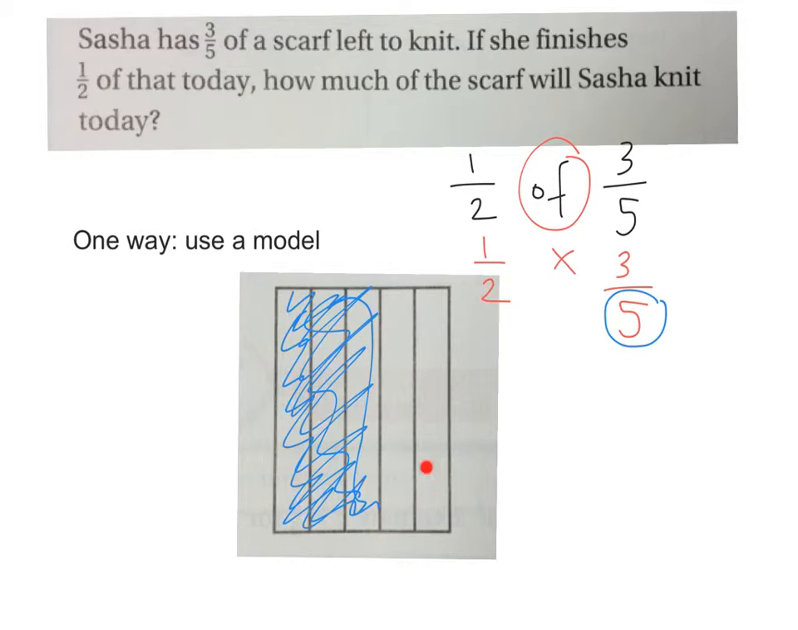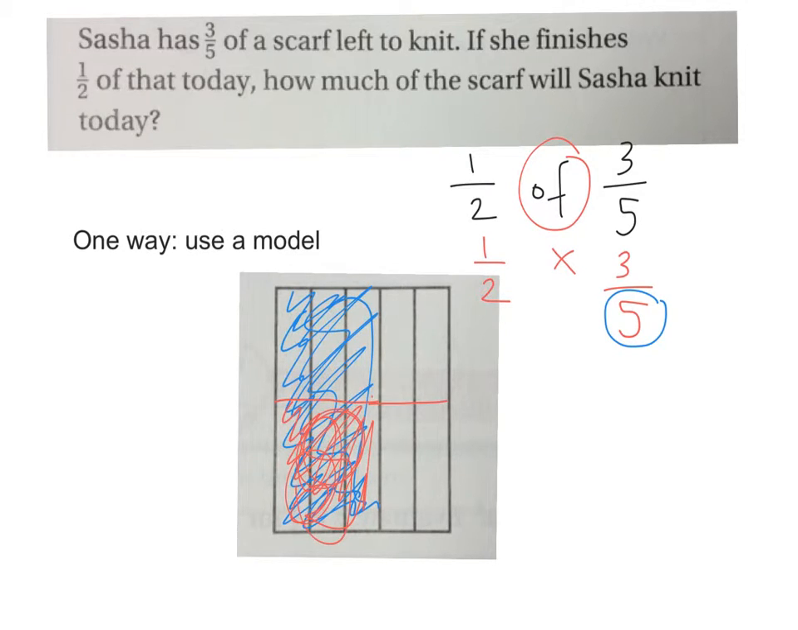What does that represent, Liam? The part that she already did. Yeah, this part is the part that Sasha has already knit. So this is ready to go to wrap around her neck. But this part of the scarf is not yet completed, 3/5. Is she going to knit all of these 3/5 today? No. She's only going to knit how much of it? Half. So go ahead and divide that portion into half, right? And then color in half of those 3/5.